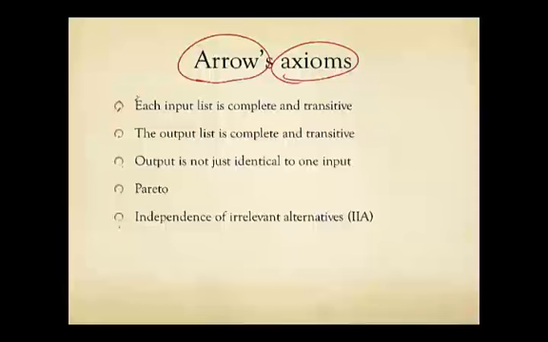The first statement says that each input list should be complete and transitive. All right, fine. We assume complete, even though incomplete input is often the reality in real systems. But let's say it's complete. Of course, we want them to be transitive, otherwise it's logically inconsistent. Second, the output list should be complete and transitive too. Fair enough. Third, the output should not be just identical to one input list no matter what the other input lists are. Again, fair enough, otherwise you have a dictator. Then there is no point in voting anymore.